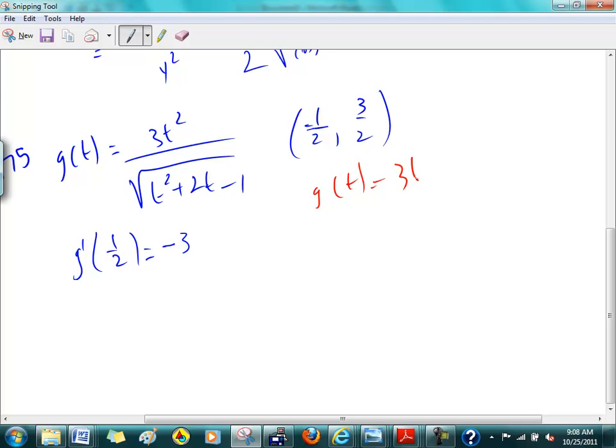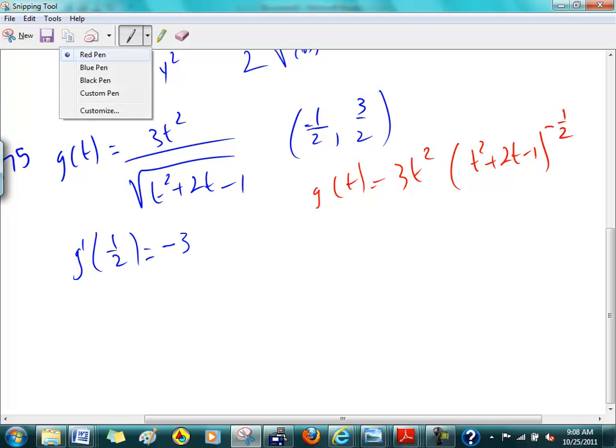Write it like this, okay? Now there's a product. There's this guy, and there is this guy here. The two terms that you're multiplying. So we're going to use the product rule.